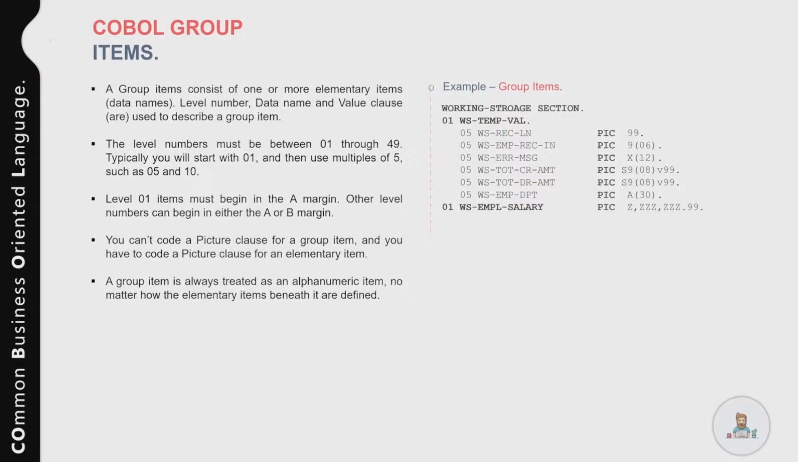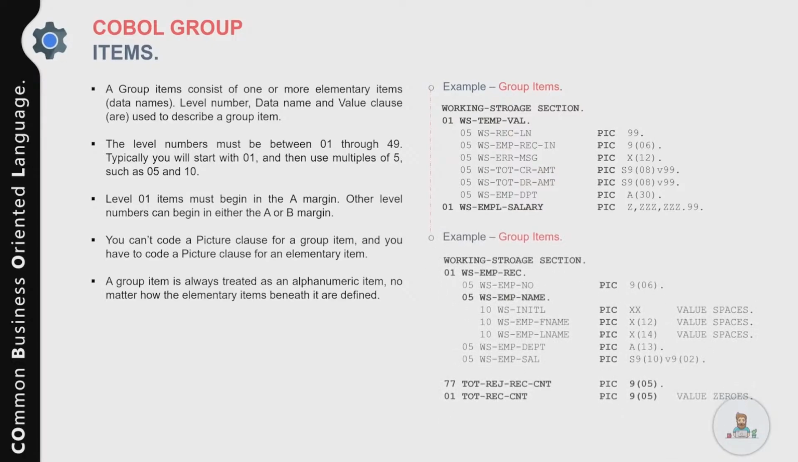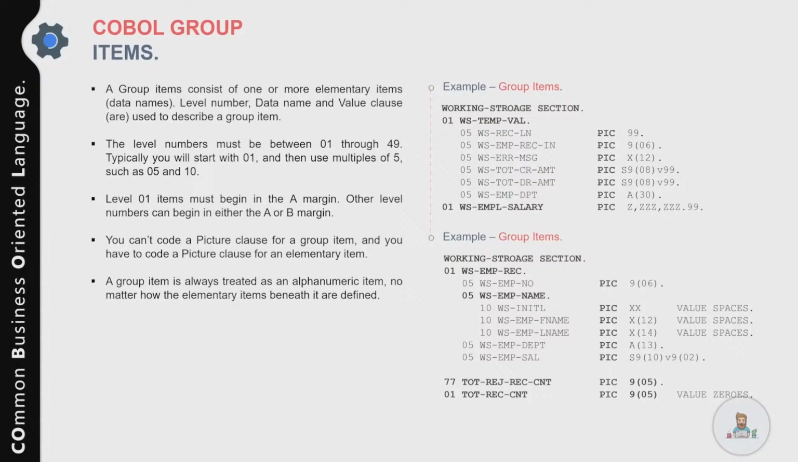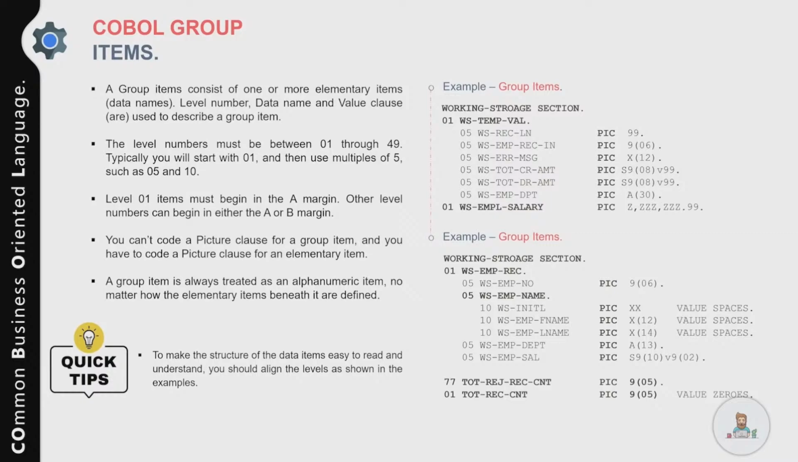In second example, we have a working storage section, and again we have defined 3 variables. And the first variable that we have defined, that is ws-emp-rec, is a group variable or a group item. And in this group variable, we have again defined another group variable, that is ws-emp-name, which is actually a combination of initial, employee first name, and last name. Last but not the least, to make the structure of the data item easy to read and understand, you must align the level numbers as shown in the example.